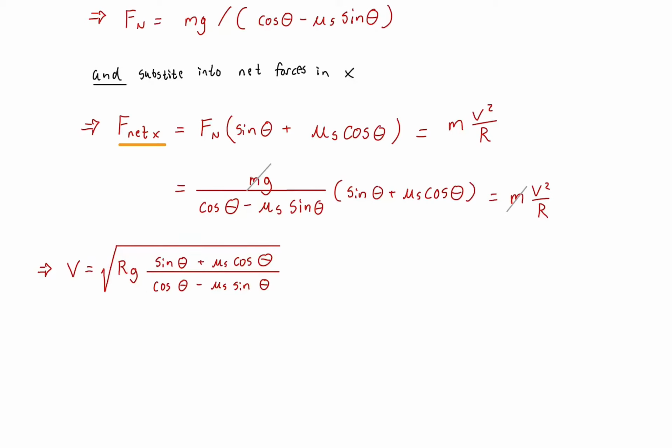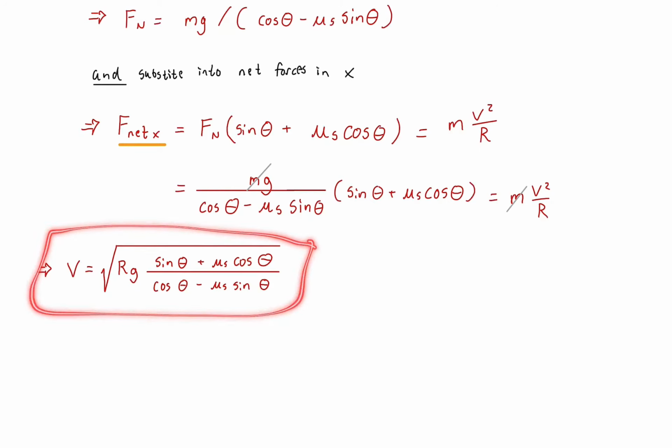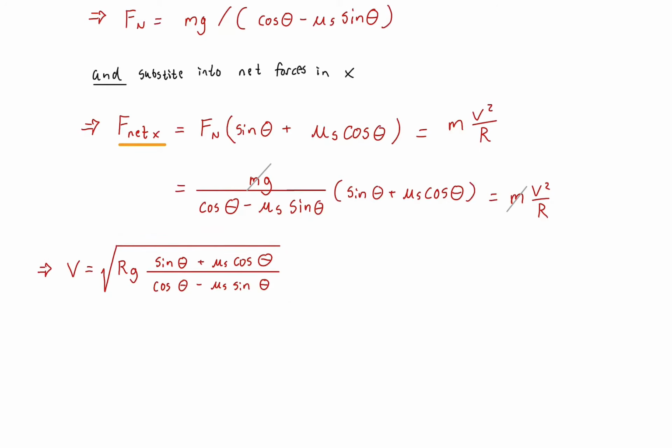Although it looks like a lot going on, we can see there's a lot of symmetry here, right? It's rg, so radius times gravity, then times sine theta plus mu s cosine theta, divided by cosine theta minus mu s sine theta. So this kind of is the key. The key in a way that the coefficient of friction and the angle all interact together to tell you how fast you can go. Because you can think about what would happen if you vary one or both of those values.